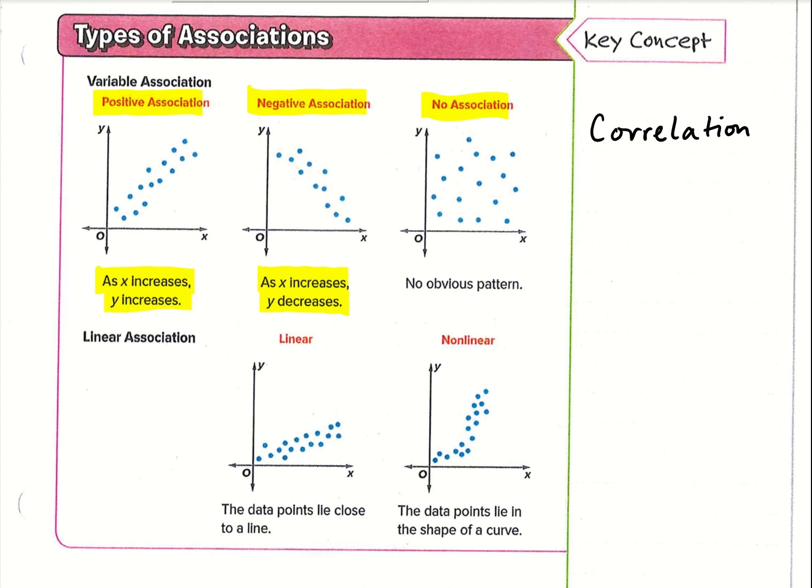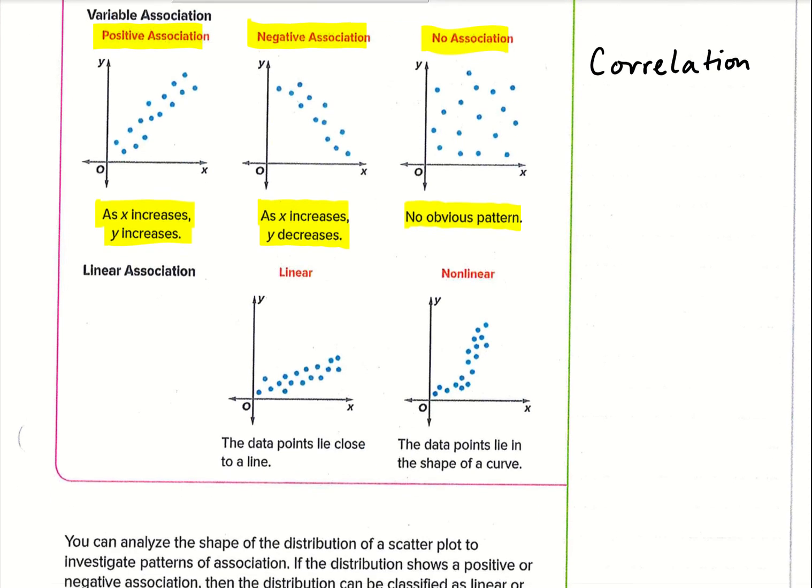And then lastly, we have no correlation. That's going to be no obvious pattern. It's kind of just going to look like a jumble of points, like this does. There doesn't seem to be any sort of method to how those were placed. So that's what we're looking at when we look at positive, negative, and no correlation.